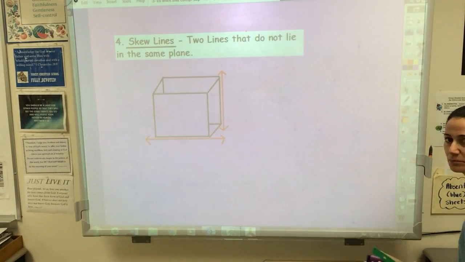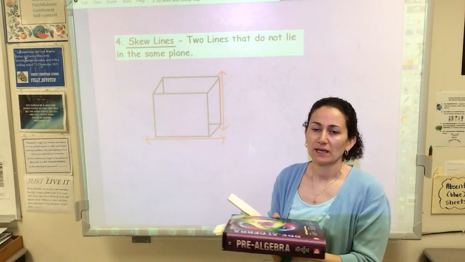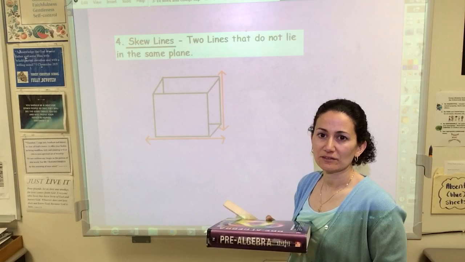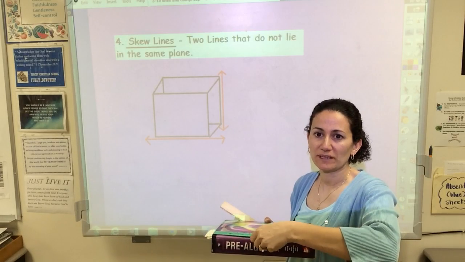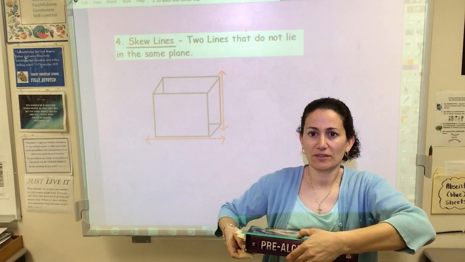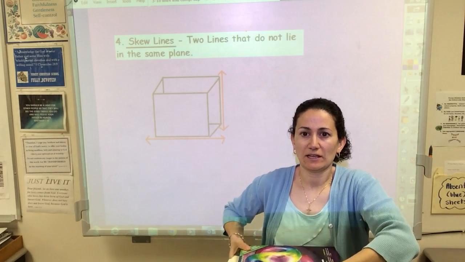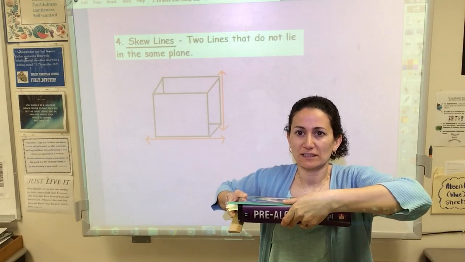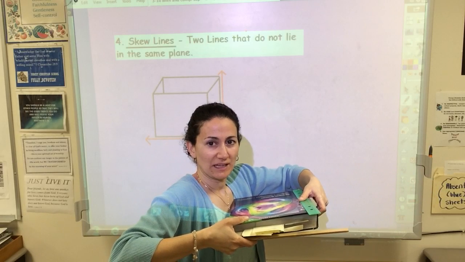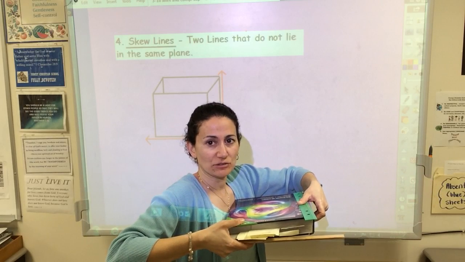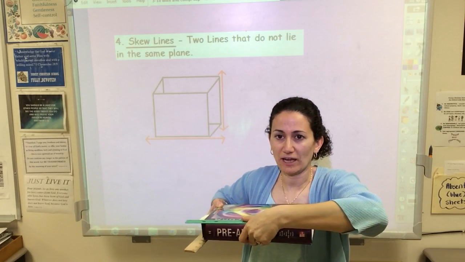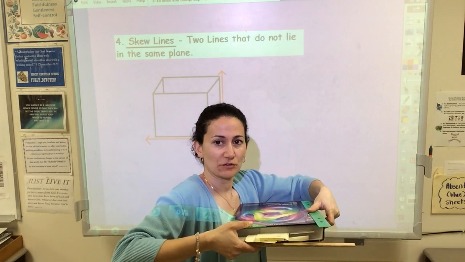If you take a look at this math book, for example, these two lines here are parallel. They're lying in the same plane. Skew lines would be an example of this line and this line. Take a look at how I'm holding the rulers. These are skew lines. They're in a completely different plane. Some of you say, well, they're intersecting. Nope, they're not touching, and they're not parallel. They're in completely different planes.